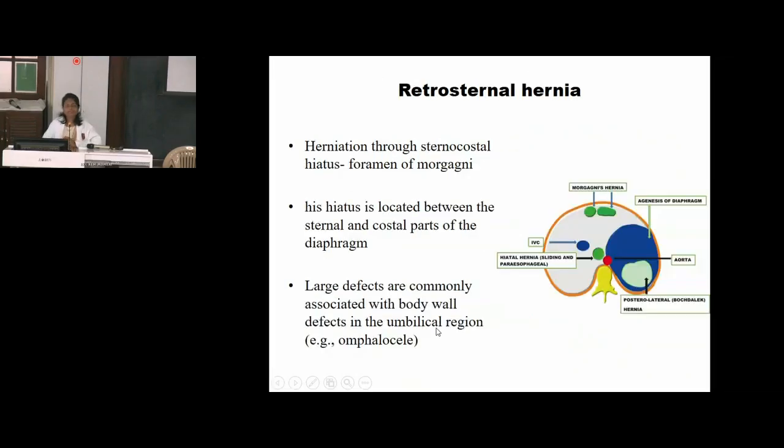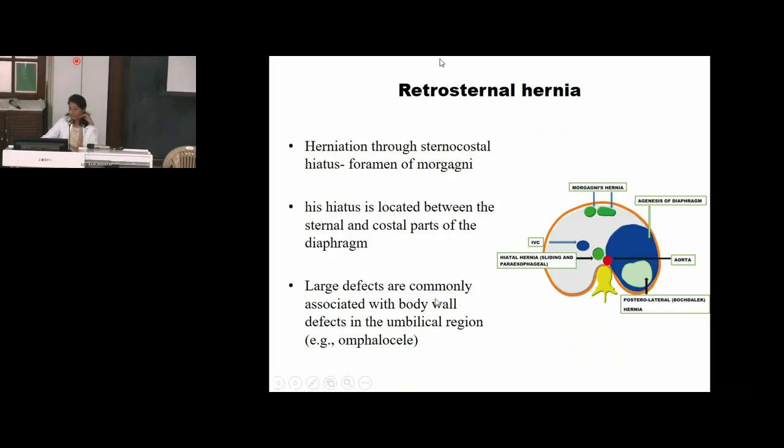There is something named a retrosternal hernia. Retro means behind, just below the sternum. What space is there? The foramen of Morgagni is present, and the structures herniate through this foramen. That opening is named the sternocostal hiatus. It is located between the sternal and costal parts of the diaphragm. The costal fibers attach to the lateral body wall, and the sternal fibers attach to the inner aspect of the sternum.